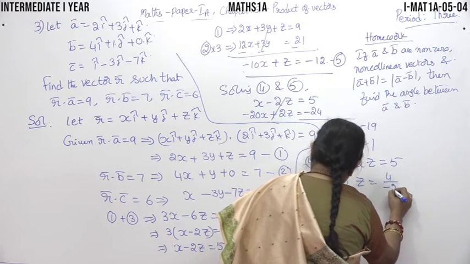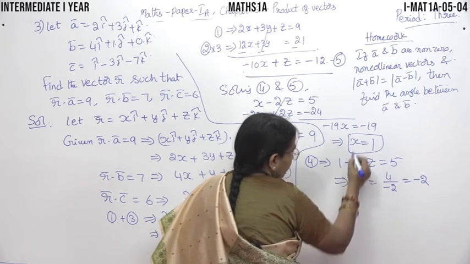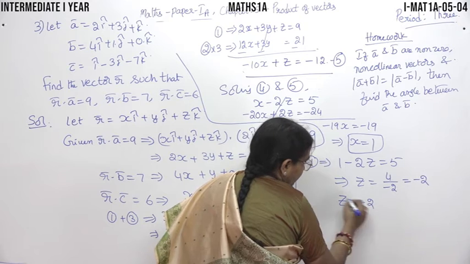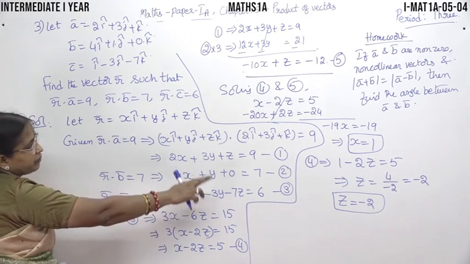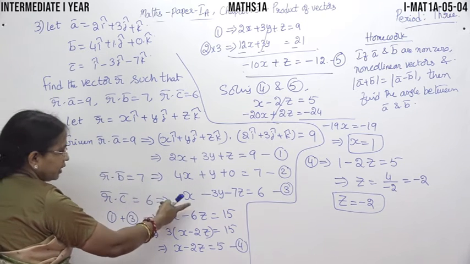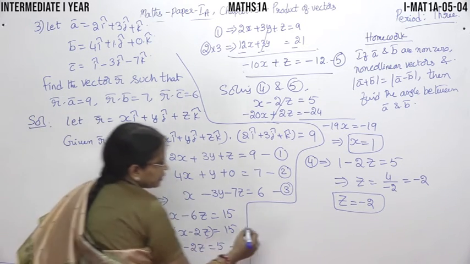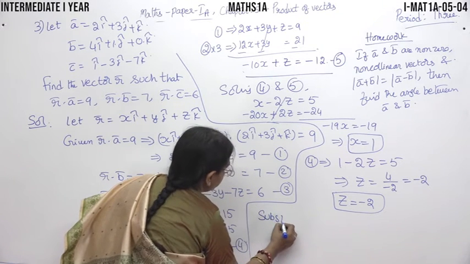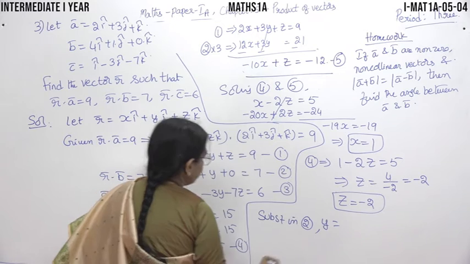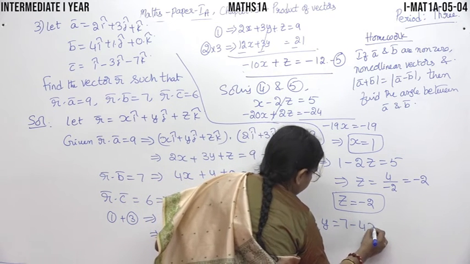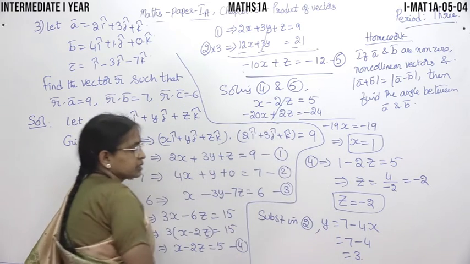4 by minus 2. That is minus 2. So x is equal to 1 and z is equal to minus 2. Now substitute the values of x and z in any one equation. Here we will substitute in the second equation, and you will get y is equal to 7 minus 4x. So that is 7 minus 4, that is 3. So you got x, y and z.